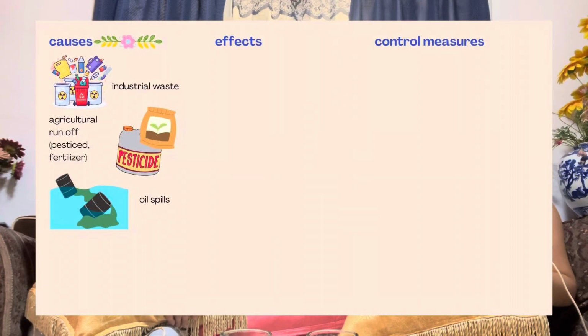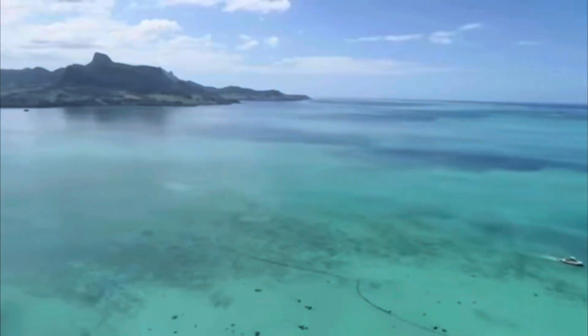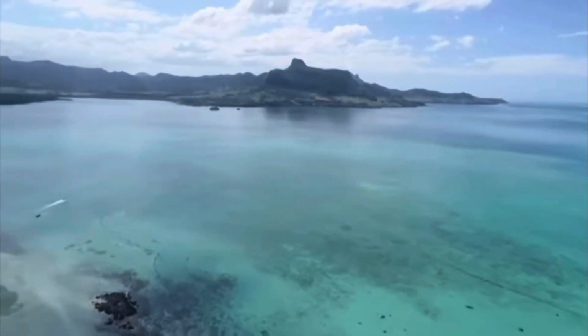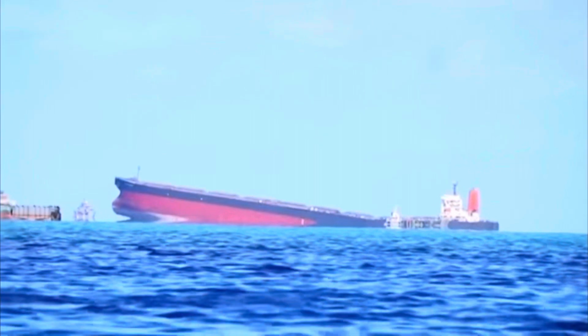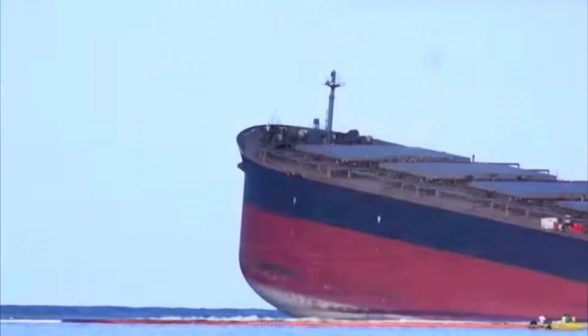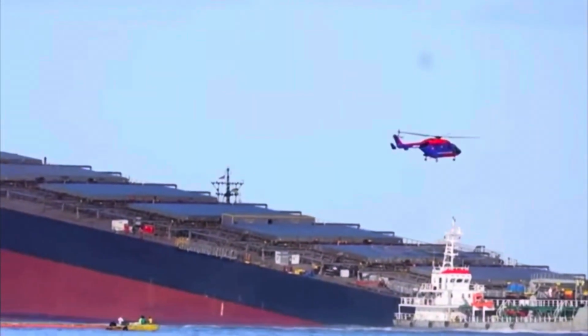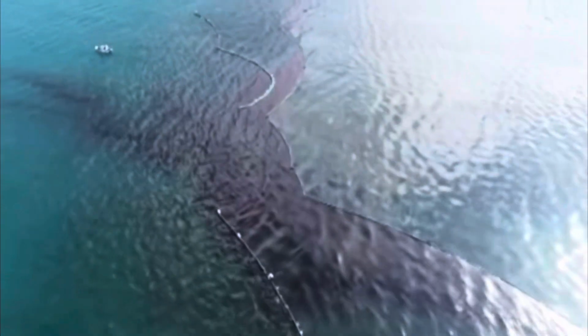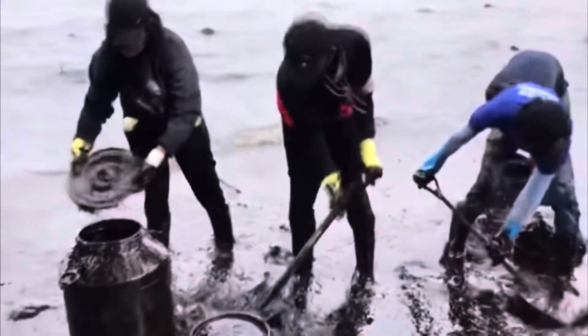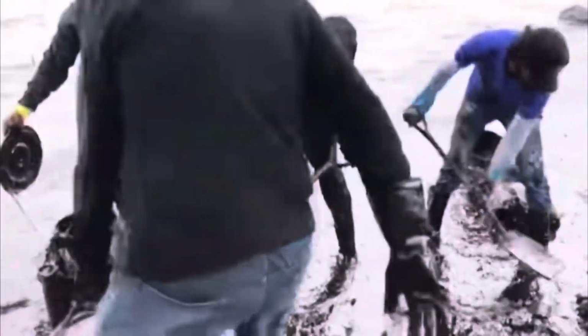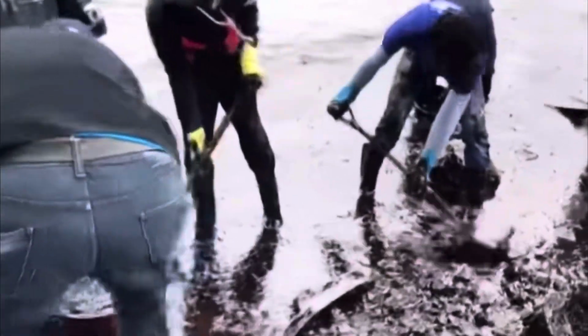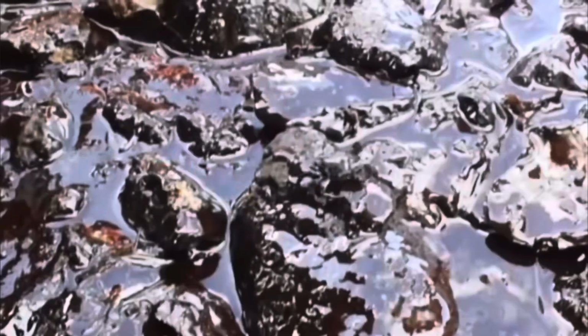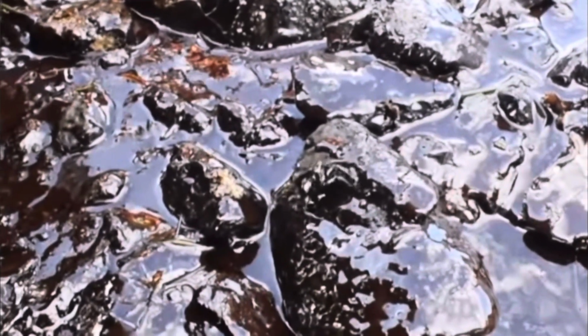Next, we have oil spills. Oil spills release large quantities of crude oil into water bodies, coating the surface and harming marine life. The oil can suffocate marine organisms, disrupt ecosystems, and contaminate water supplies used for drinking and recreation. Cleanup efforts can be challenging and costly, with long term environmental impacts persisting even after the visible signs of the spill have been addressed.